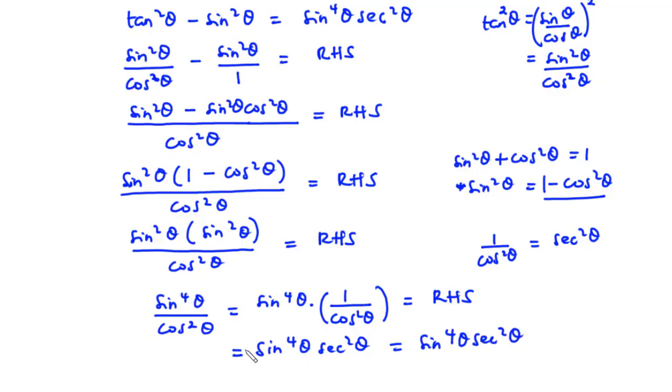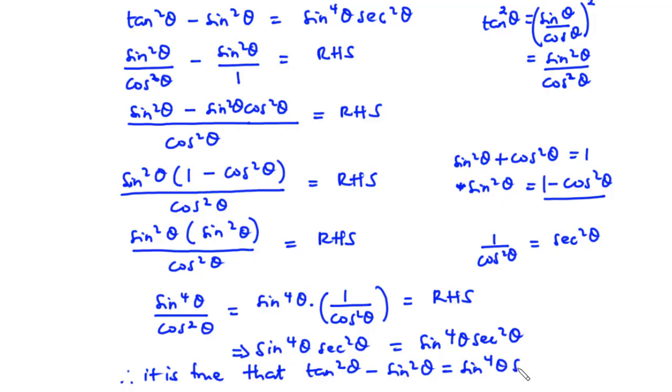Now, since the expression on the left hand side is equal to what we have on the right hand side, we say that it is true that tan squared theta minus sin squared theta is equal to sin^4 theta times sec squared theta.